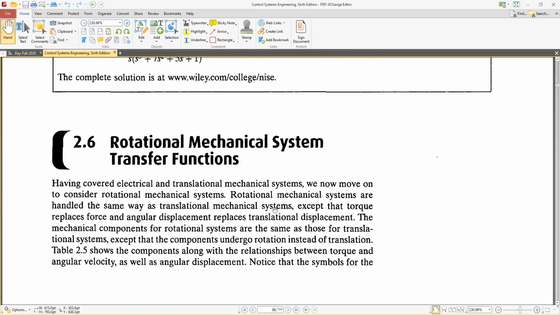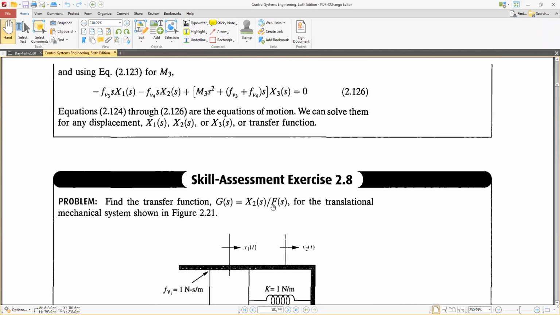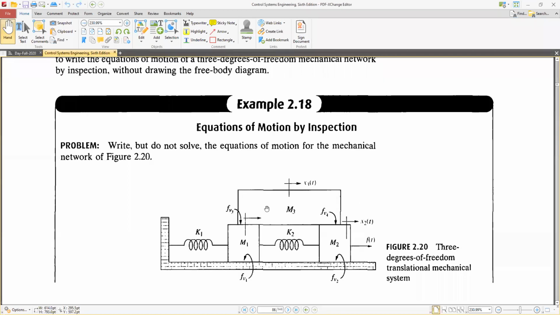Another thing is the rotational mechanical system. I think it is not better to go there. I'm stopping today up to this. So mechanical system, we have seen the important things.